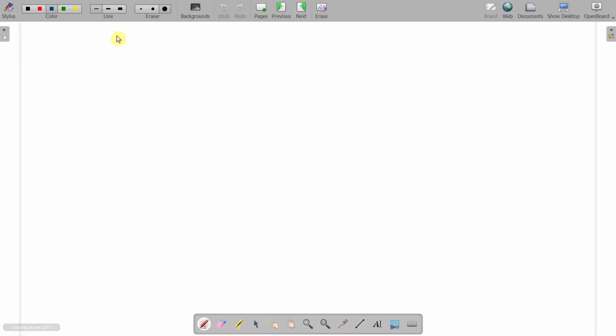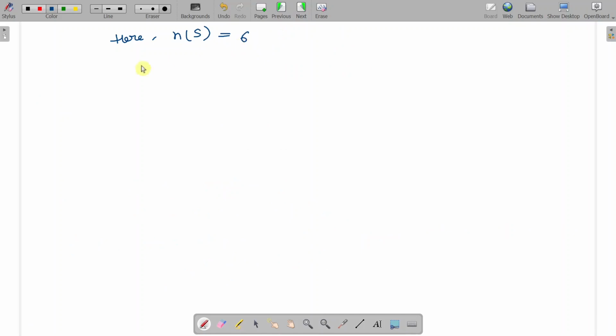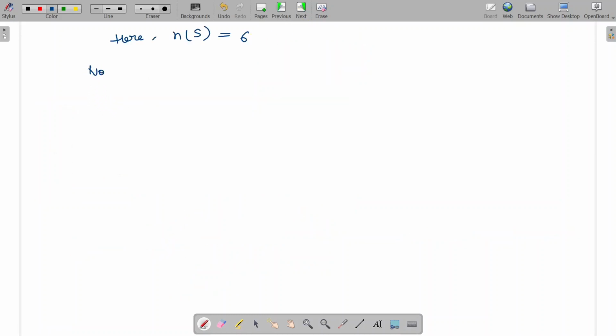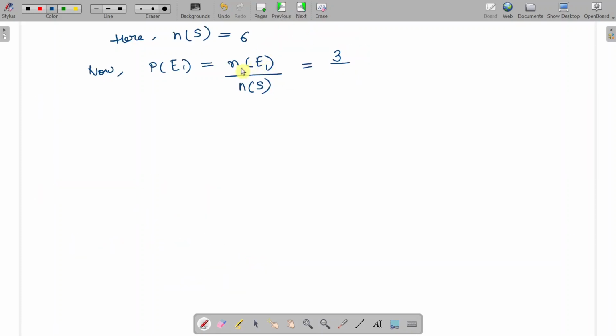And also here, n of S is how much? So number of elements in S is 6. Okay, now we can find the probability of the event E1. So now probability of event E1 is simply n of E1 divided by n of S, that is equal to 3 divided by 6, that means half, right?